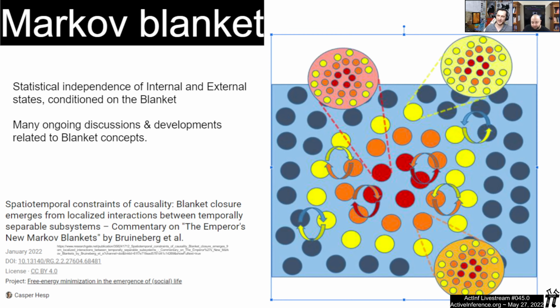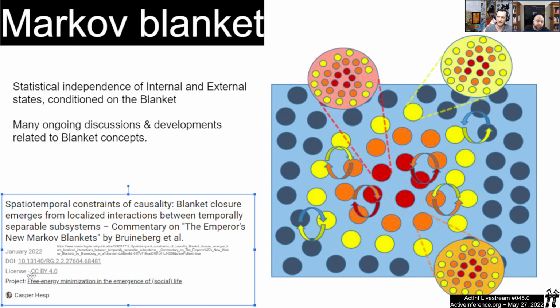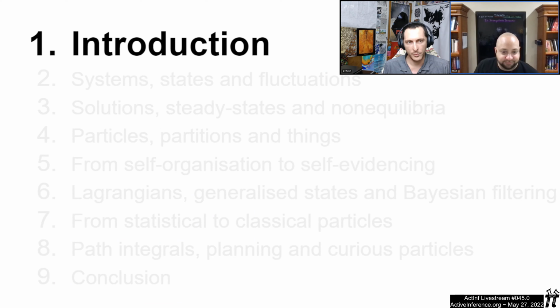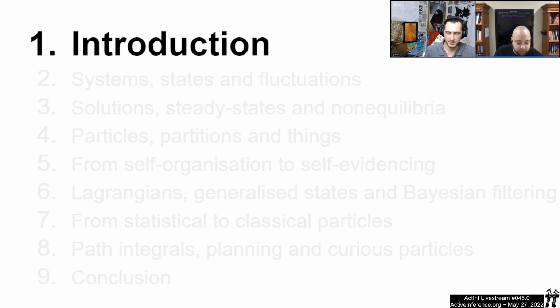It's an exciting topic, and there's a lot of ongoing discussions and developments. Here's a recent paper by Kaspar Hess, and there are many other valuable commentaries, like Emperor's New Markov Blankets by Jelle Bruineberg, who was previously on a live stream. So there are many technical and philosophical and implementation discussions around identifying Markov blankets, reifying them, and so on. And we're going to get there. So into the paper we go. We're in section 1, Introduction.